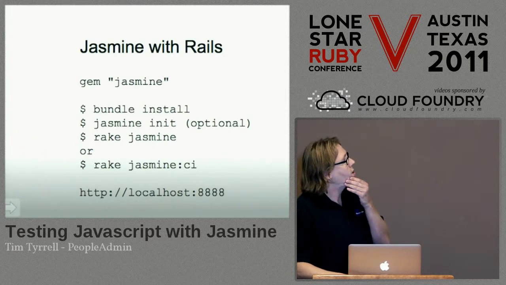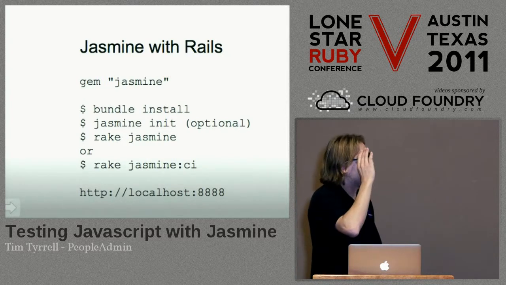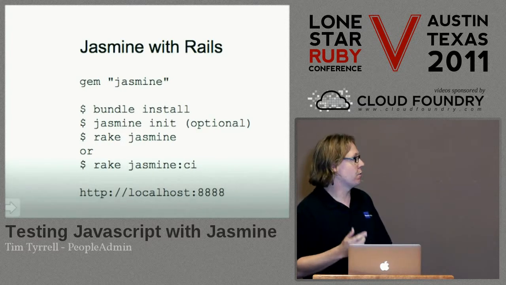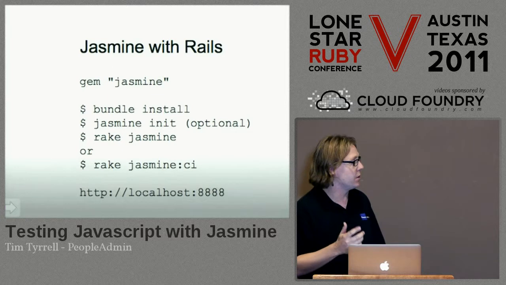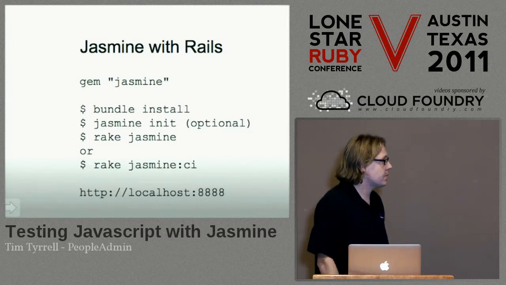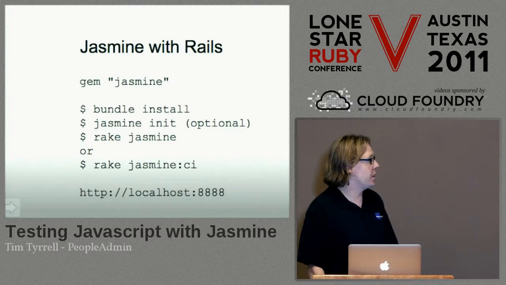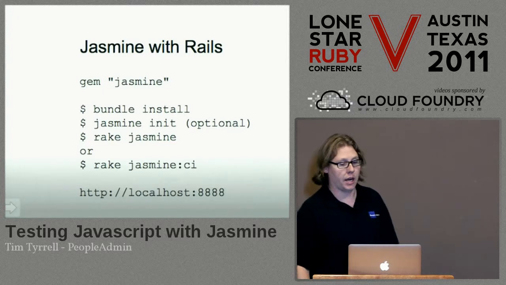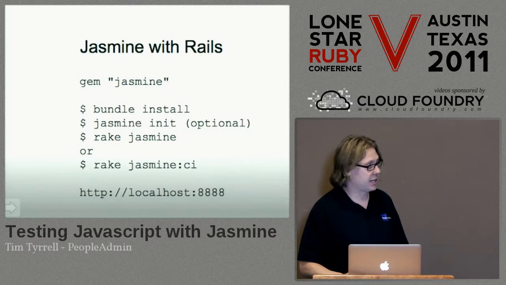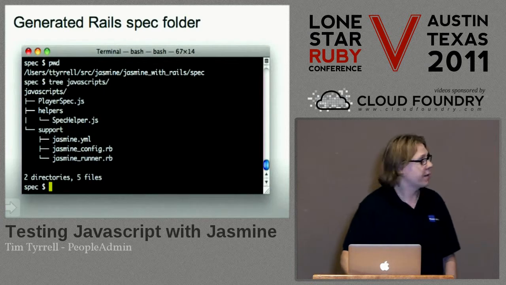All right, Jasmine with Rails. How do we go about this? This is with bundler I'm showing. You throw it in the Gemfile, bundle install, jasmine init, which we used before, which will generate our folder structure. You don't have to do that. And then you can run rake jasmine, which opens up the web server on localhost 8888 to run it and have it execute the test pass. Or you can do the CI way, rake jasmine:ci.